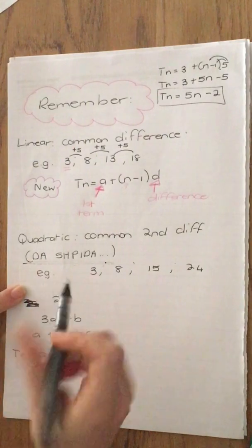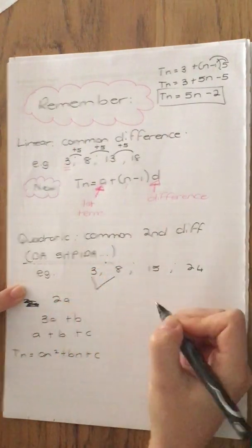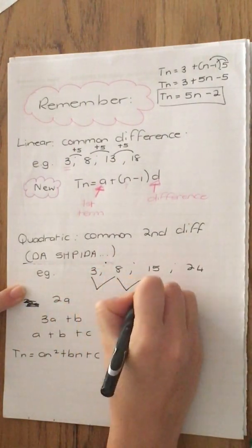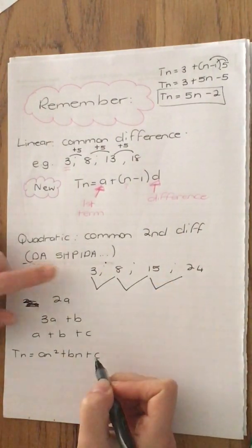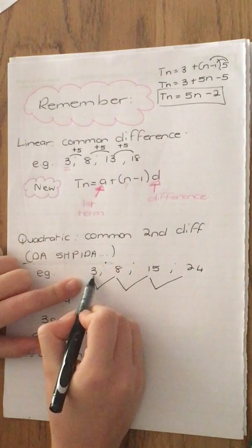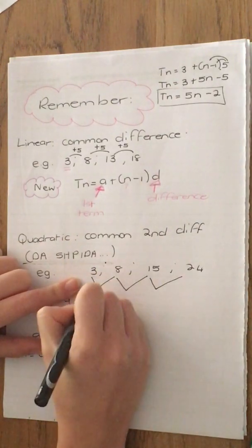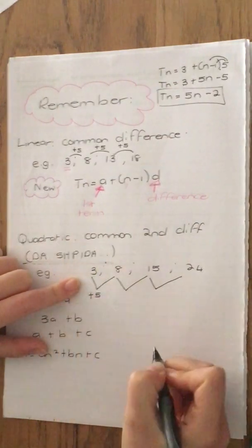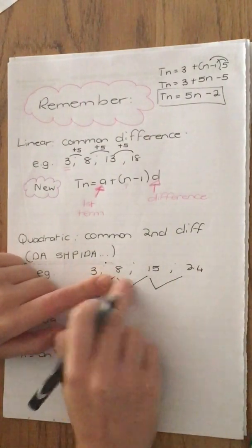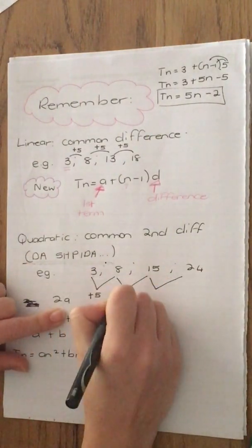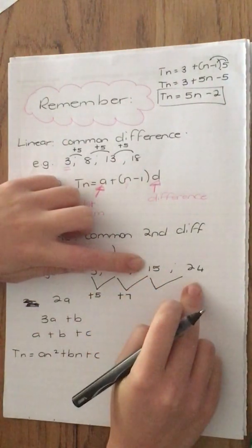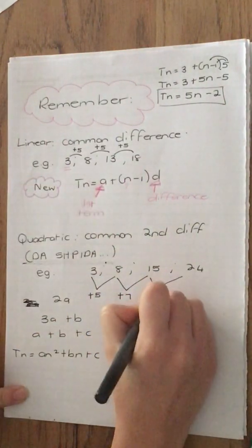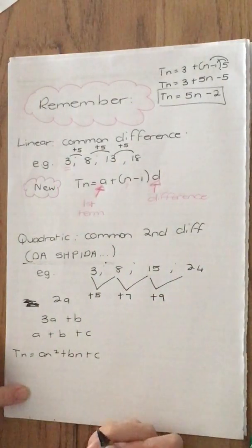Let me do it in black. Okay, so this is your first difference. This will be a difference, and that will be a difference. Okay, so remember, this is what you do. So what do you do to 3 to get to 8? Plus 5. What do you do to 8 to get to 15? Plus 7. What do you do to 15 to get to 24? Plus 9. Do you remember this?